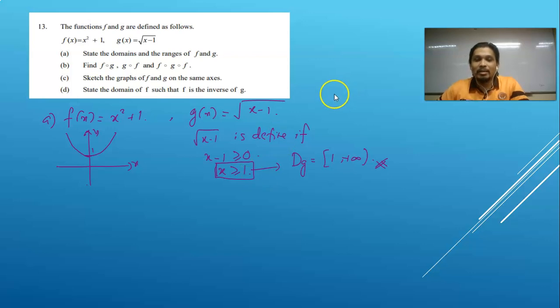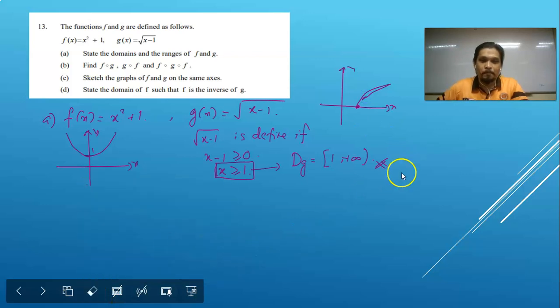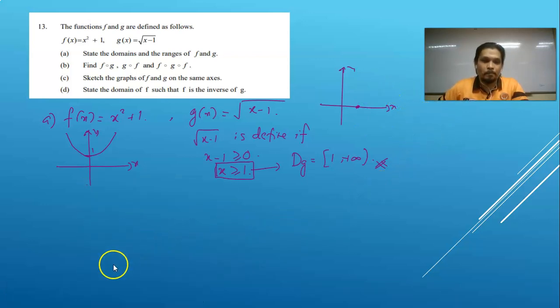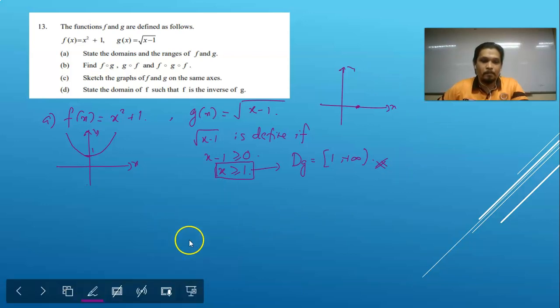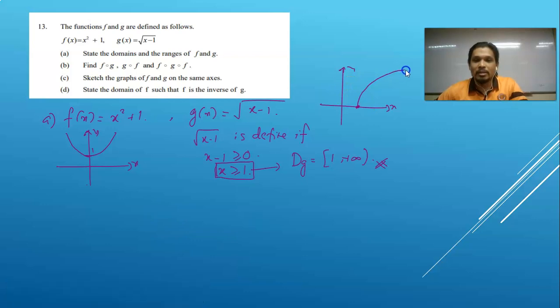And then for the graph of the square root function, when x equals 1, x minus 1 equals 1 minus 1, which equals 0. Square root of 0 equals 0. So when x equals 1, y equals 0 here. And generally, the graph of a square root function is something like this.